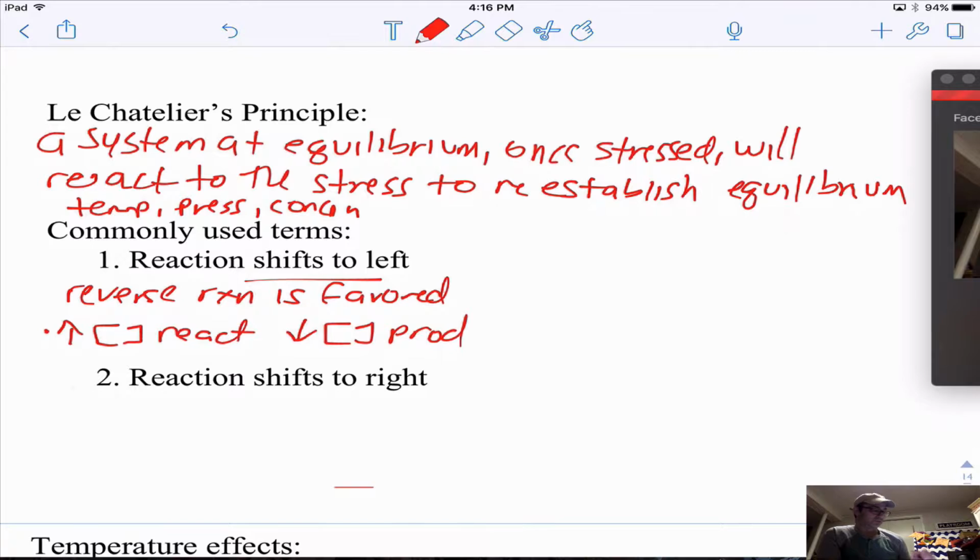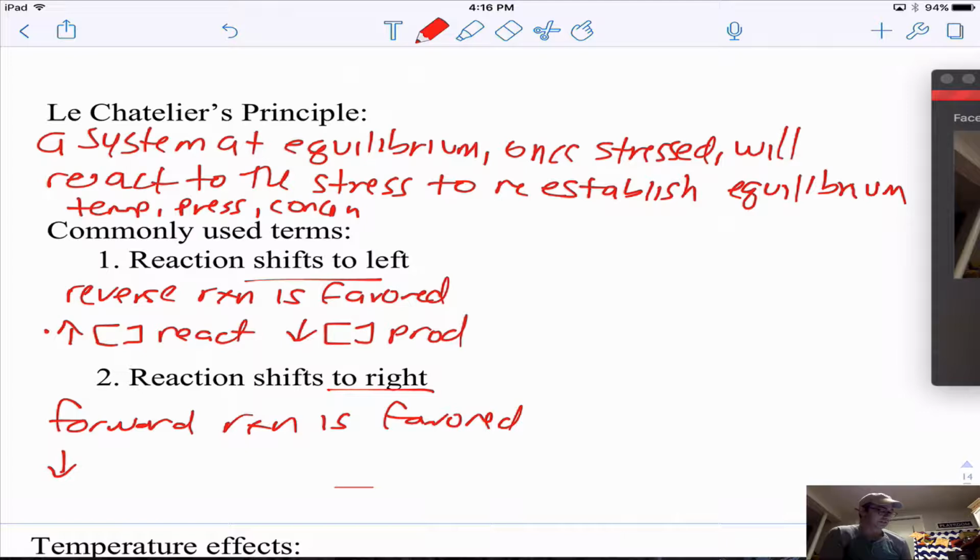If we shift to the right, it's all the opposite. The forward reaction is favored. You decrease the concentration of the reactants, and you increase the concentration of the products. And so these describe the shifts, and they describe the stresses. Let's get into the stresses.